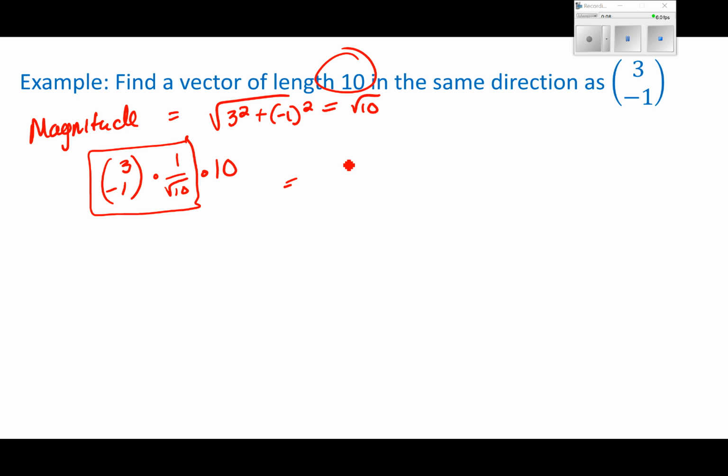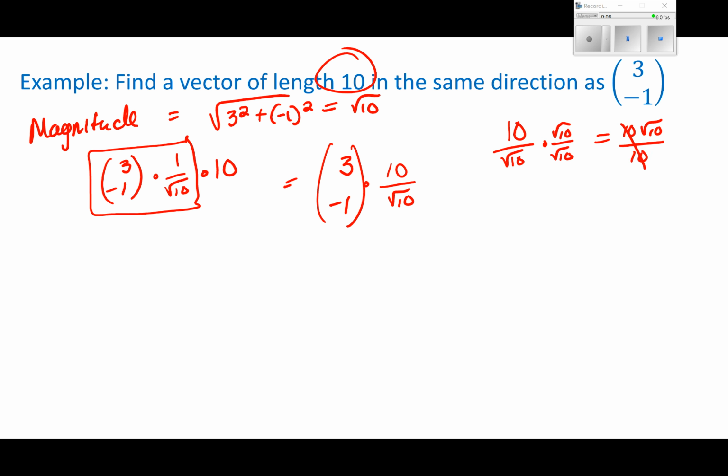So this is really 3, -1 times 10 over root 10. And again, I'm going to multiply each piece separately. Actually, in this one, let's rationalize the denominator. So 10 over root 10, if I multiply that by root 10 over root 10, it ends up being 10 root 10 all over 10. So those go away, so it's just root 10. So all of this over here, I have 3, -1 times root 10. So that k value is my root 10.